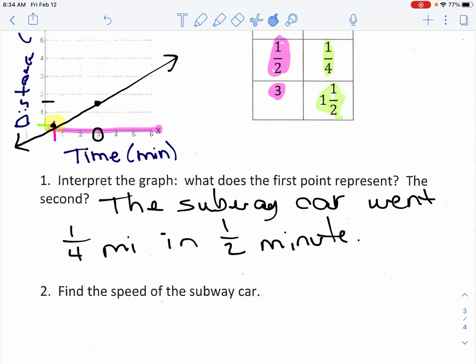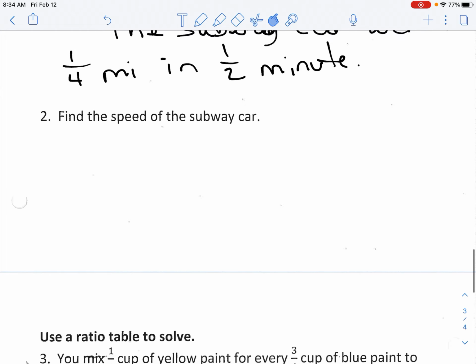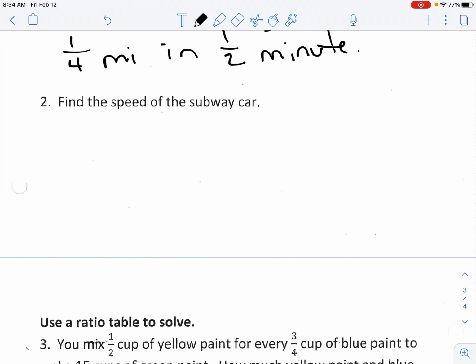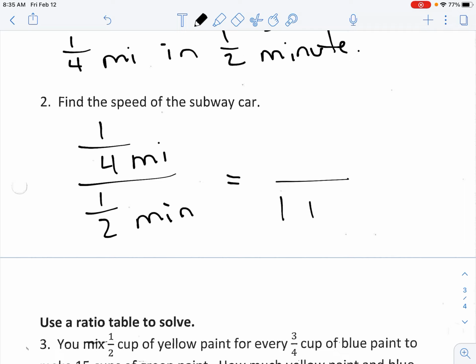Now it says find the speed of the subway car. So how fast is that car traveling? If it went 1/4 of a mile in 1/2 a minute, how far can it go in a whole minute? So I'm going to go ahead and set up my ratio. 1/4 of a mile in 1/2 a minute would be how fast per minute?